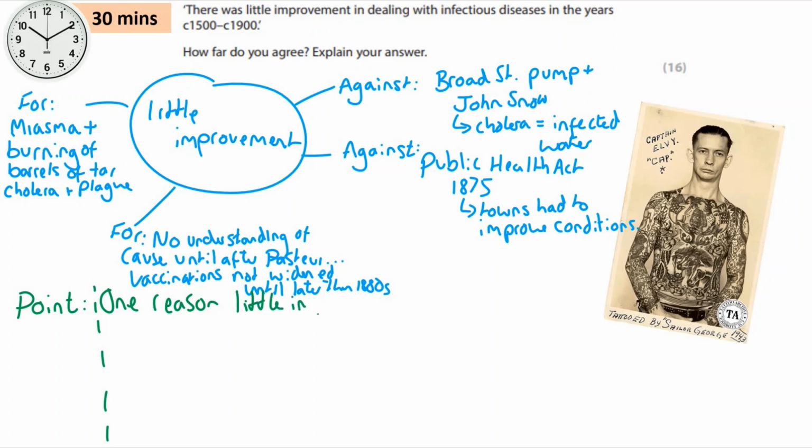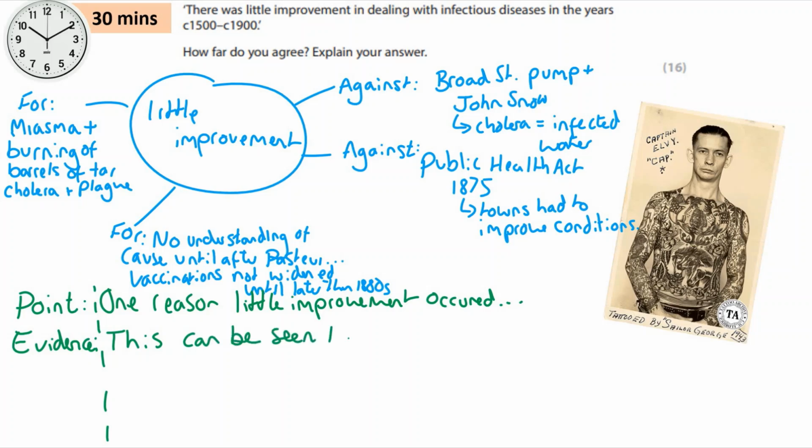When it gets to answering each paragraph, I'm going to do a classic structure of point, evidence, explanation. So I might start off by saying one reason there was little improvement. I'm going to start with my first point: one reason little improvement occurred is because of an ongoing belief in miasma, which occurred throughout the Renaissance and the Enlightenment period. I then back this up with evidence.